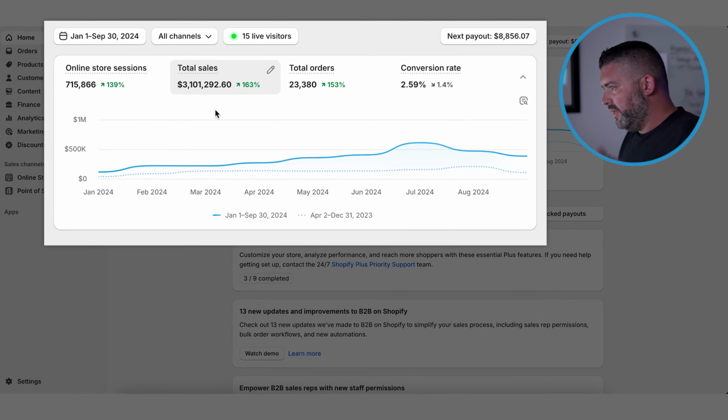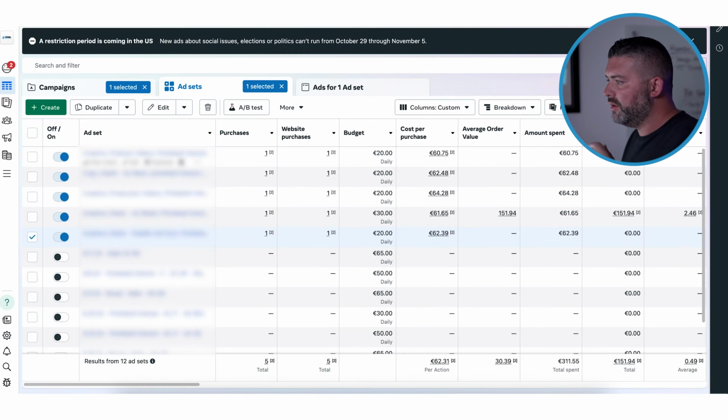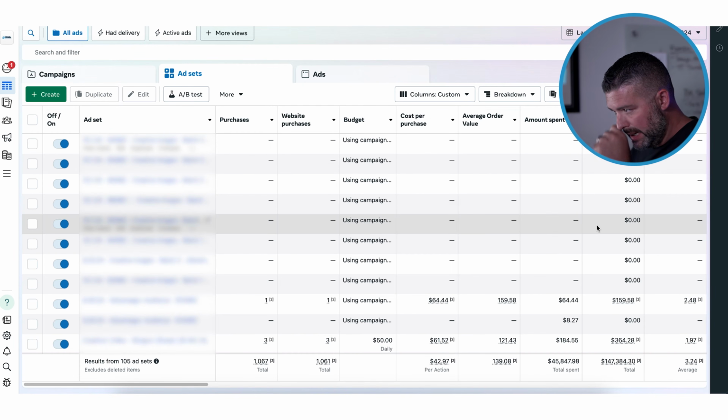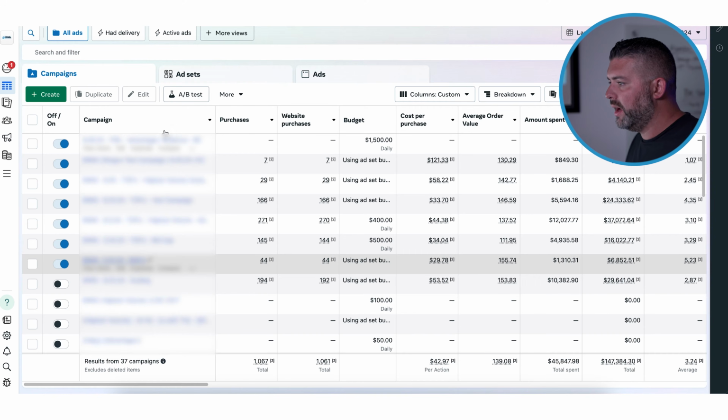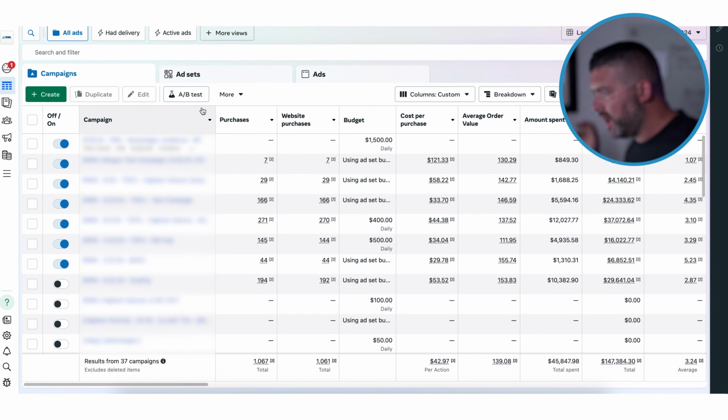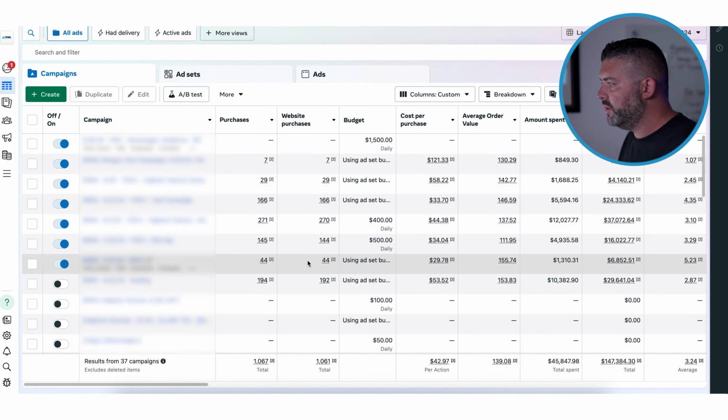They are up 163% since last year. They have done $3.1 million year to date. So how did we do this? That is the key to understanding, and let's just look at the last 30 days. I'm blurring out the left-hand side because honestly, I don't want to get into it. None of your business who this client is.